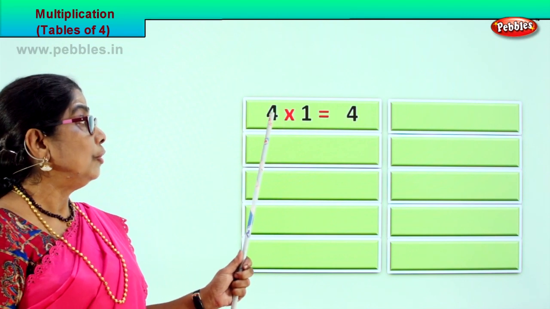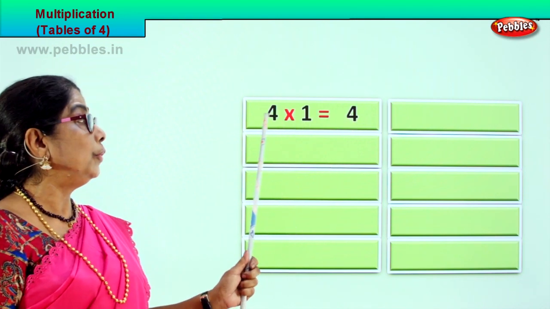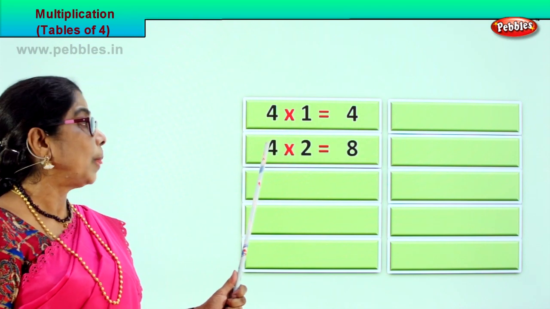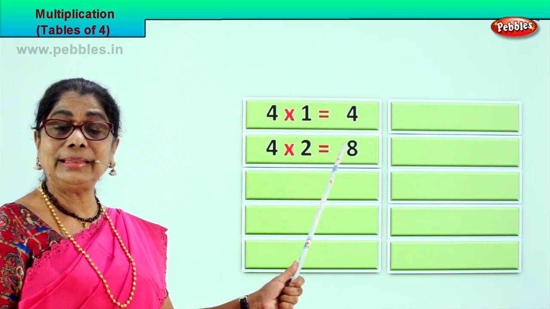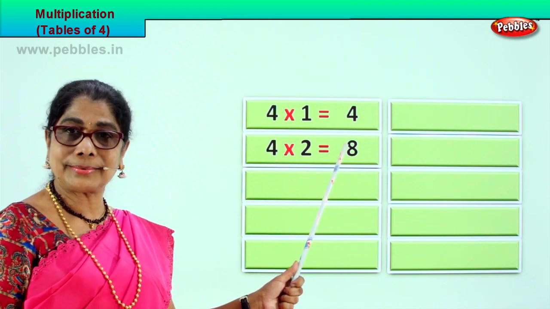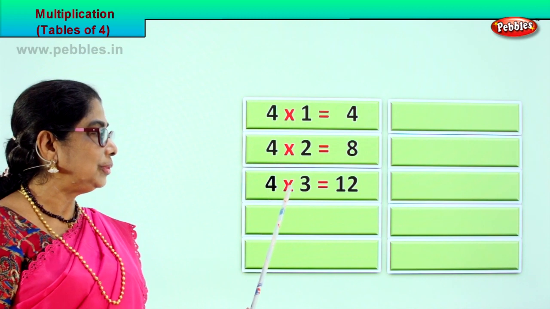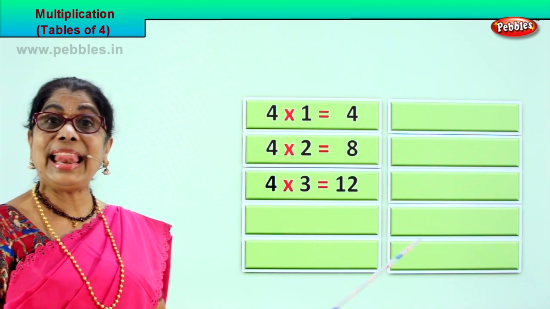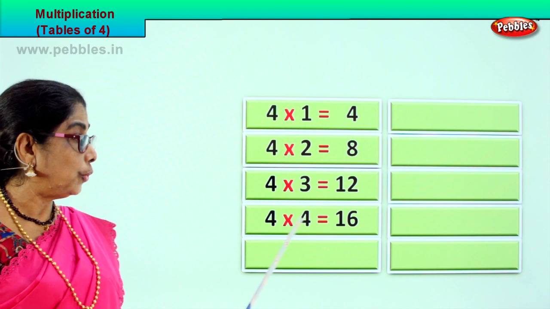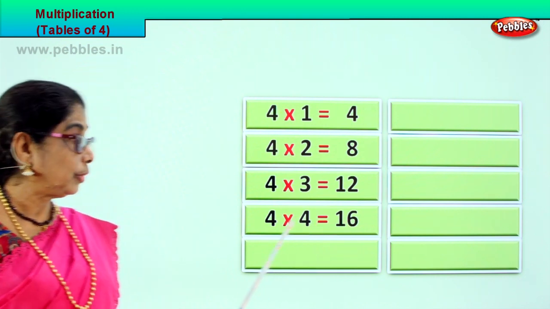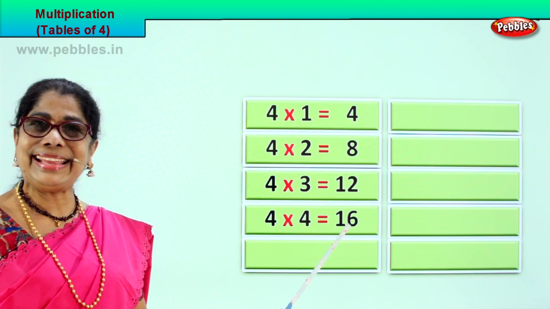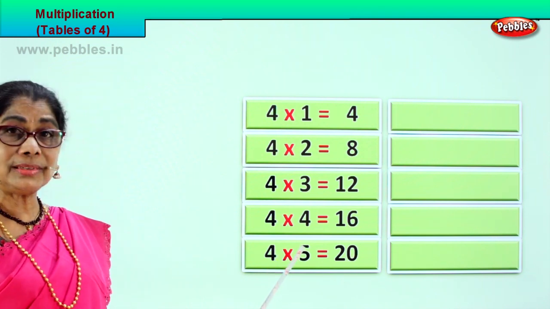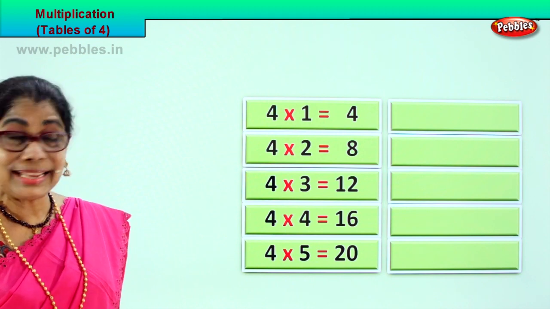Look. 4 ones are 4. 4 into 1 is equal to 4. Read this. 4 ones are 4. Good. Next. 4 twos are 8. How do we read this? 4 twos are 8. Next. 4 threes are 12. Read with me. 4 threes are 12. Next. 4 fours are 16. 4 fours are 16. And 4 fives are 20. What is 4 fives? 4 fives are 20.